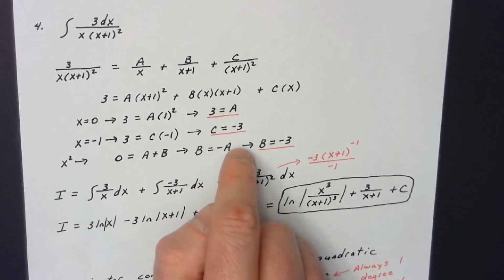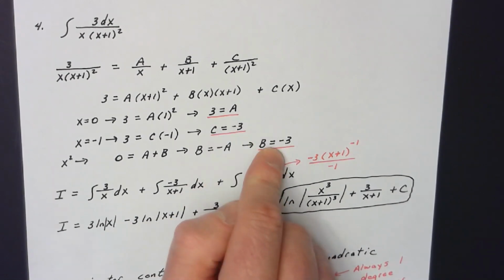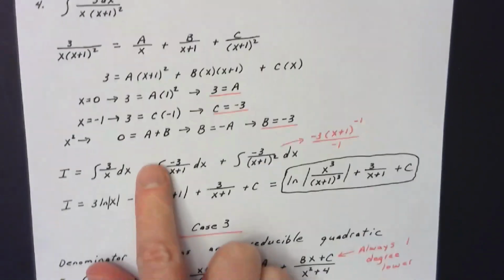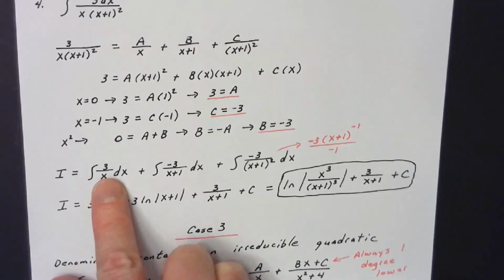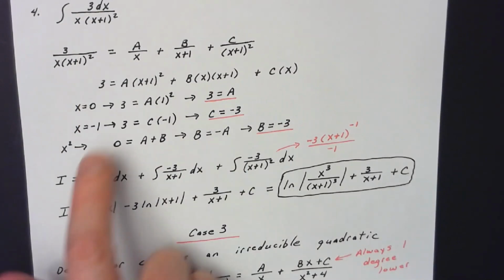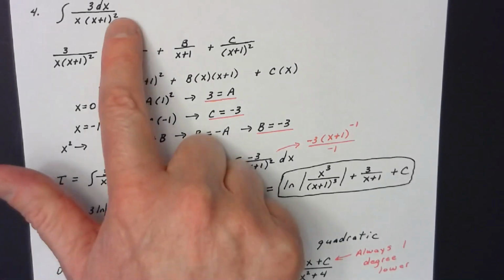So I get A is equal to 3, B and C are both -3. Now I go down to my partial fraction. So I take the original integral. Anytime I put I, it's just the original integral.